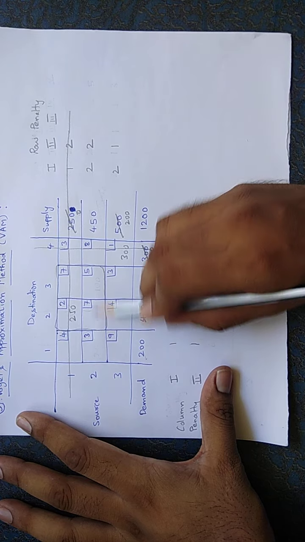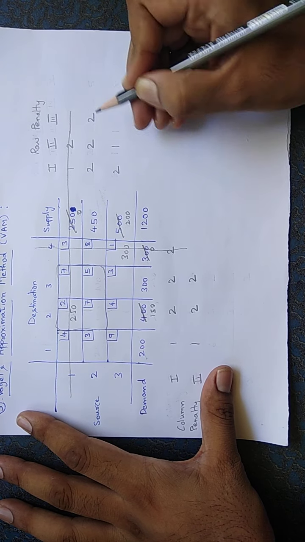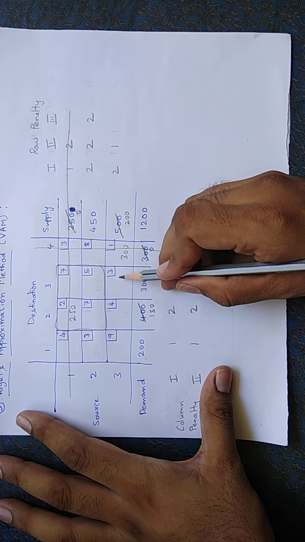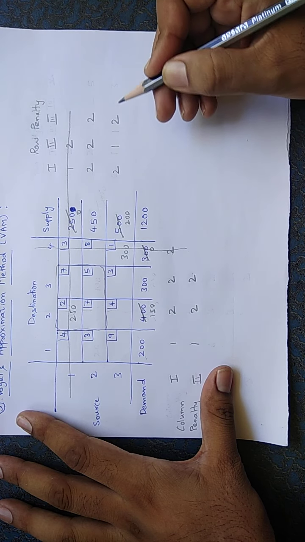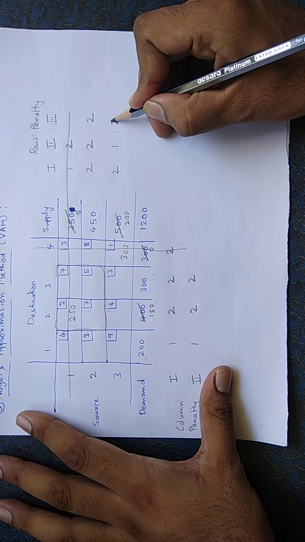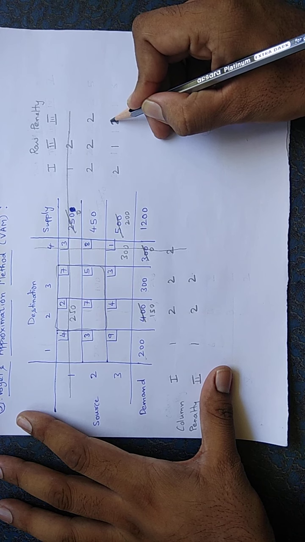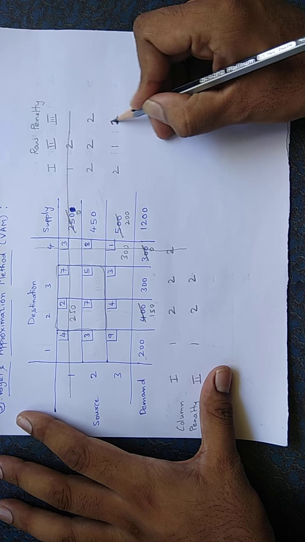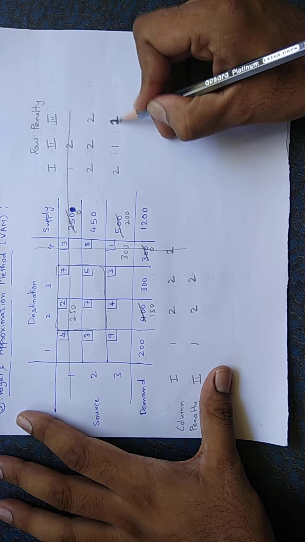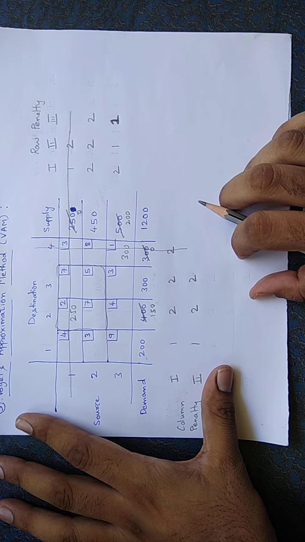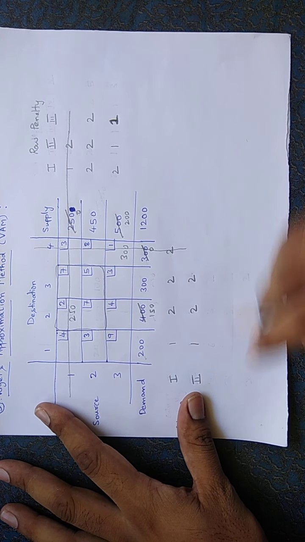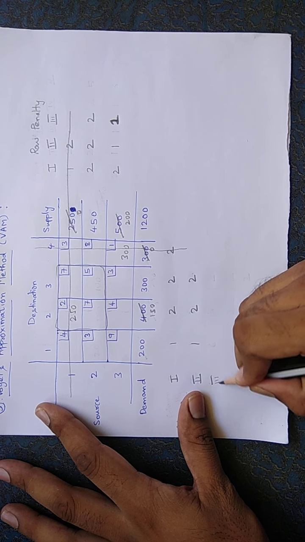The difference between 3 and 5 is 2. The difference between 4 and 3 is 2. 1. 4 and 3 is 1. We have to be very careful. If you make an error here, then we will lose our methodology and our answers will be wrong.